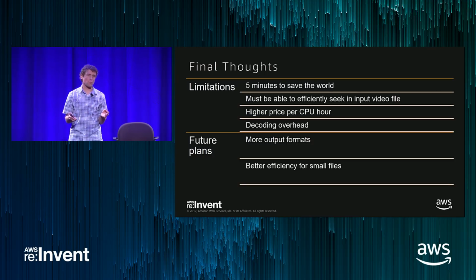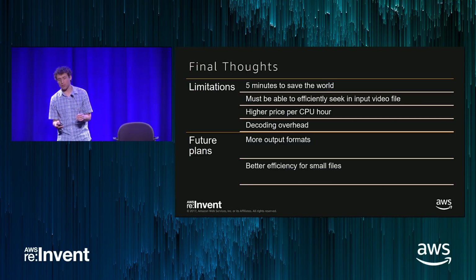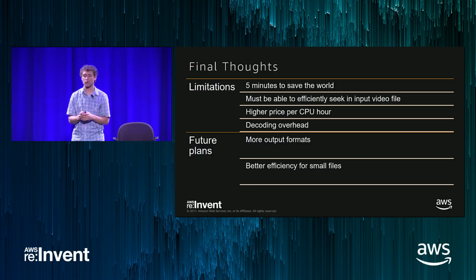So in the future, we'd like to support more output formats. We're sort of eagerly awaiting iOS and Android OS adoption so that we can eventually move to just a single source for both those guys. And better efficiency for small files.